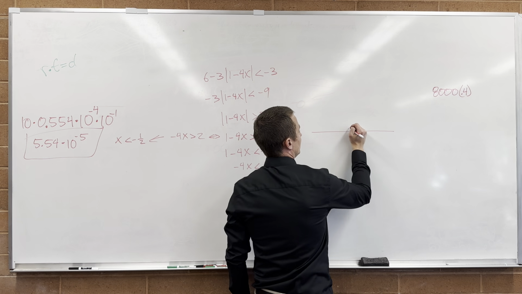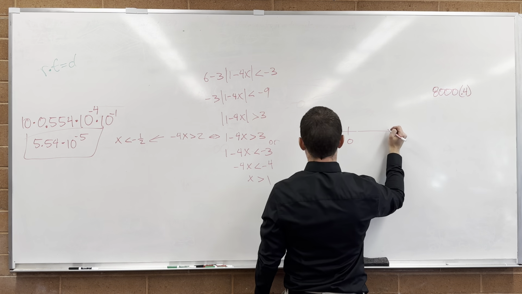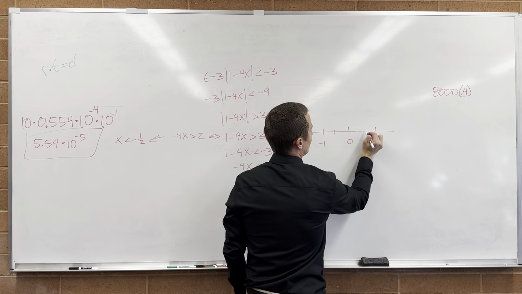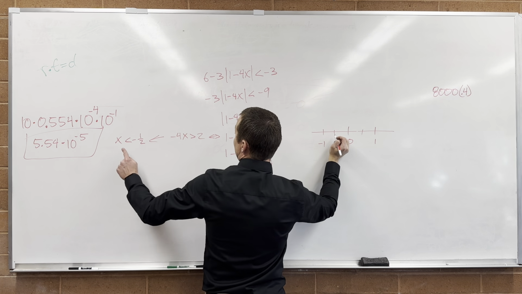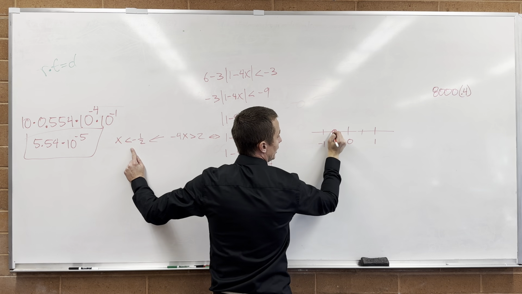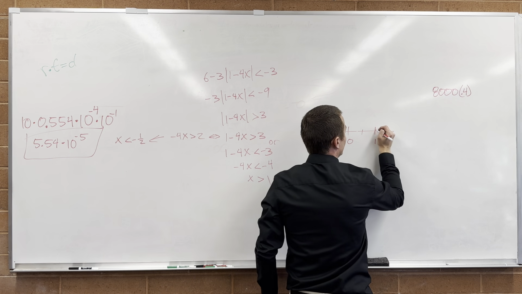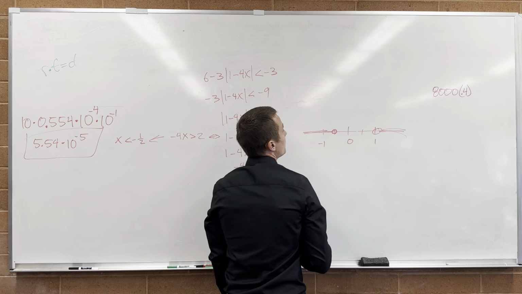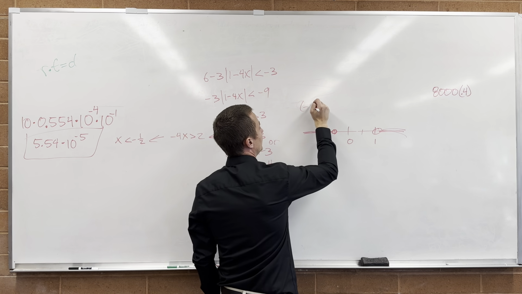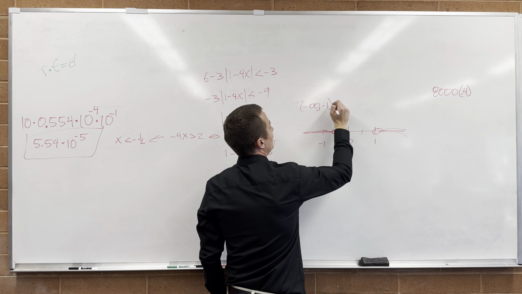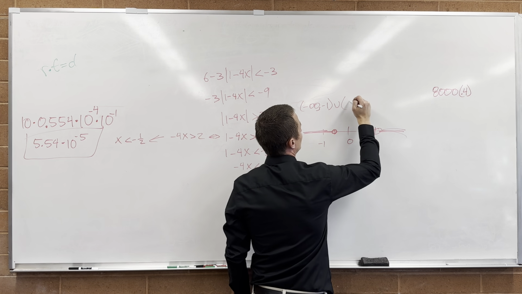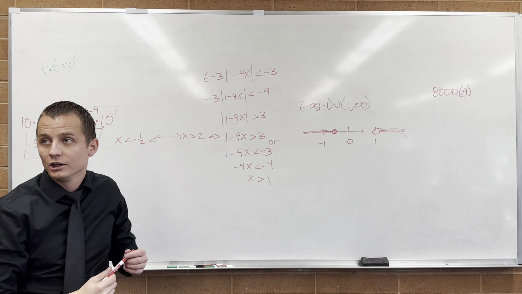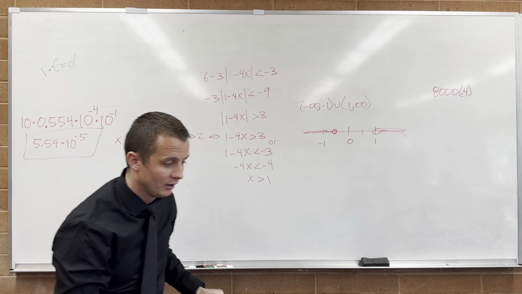Pictorially, what does that look like? Here's 0. Here's 1. Here's minus 1. There's our 1/2 marks. So either x is less than minus 1/2, so starting at minus 1/2, not including it, going this way, or x is greater than 1, so starting at 1, going this way. In interval notation, that would be everything from negative infinity to negative 1/2, union together with everything from 1 to infinity. Good? Okay.